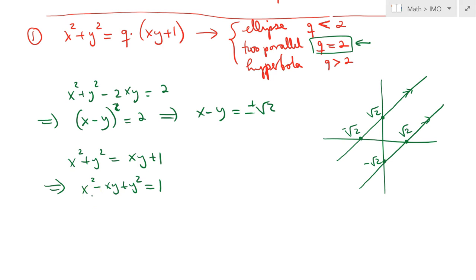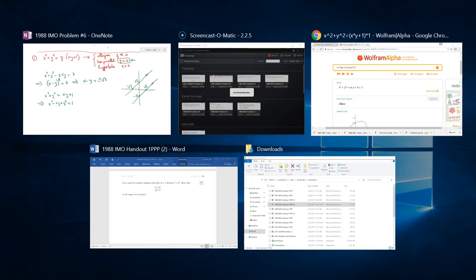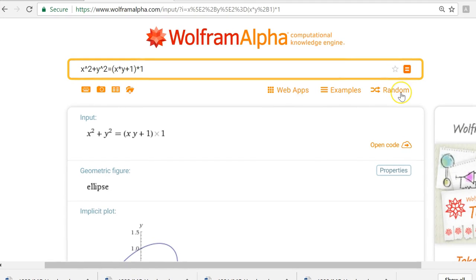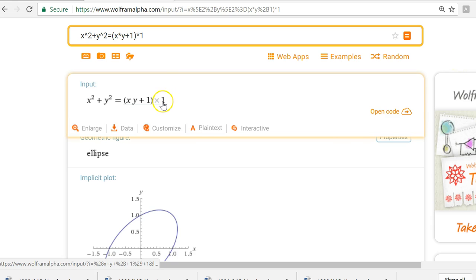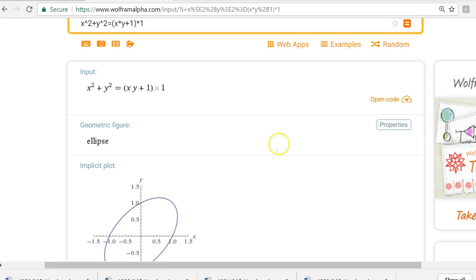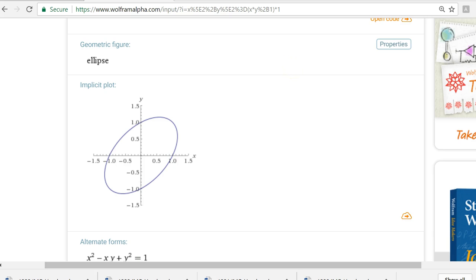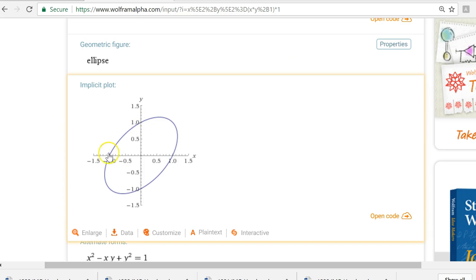In fact, I was very lazy on this one and I did use Wolfram Alpha, so shame on me, I guess, and look what I found. Our expression when q is equal to 1, Wolfram Alpha plots it very nicely. So our ellipse will go through 1, minus 1 here and minus 1, 1, and it will also go through the point 1, 1 here and minus 1, minus 1 here.